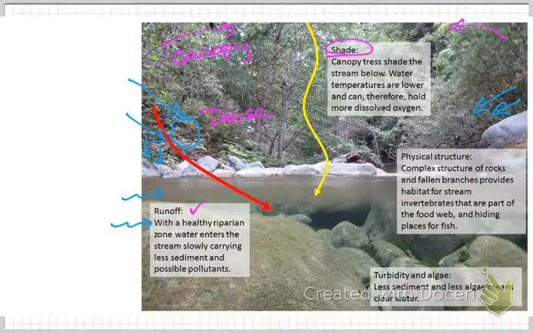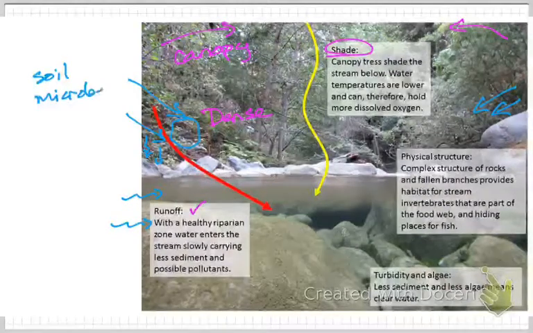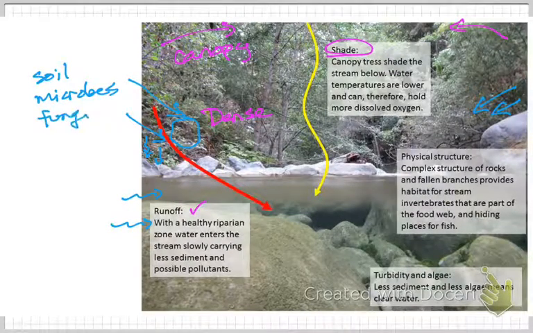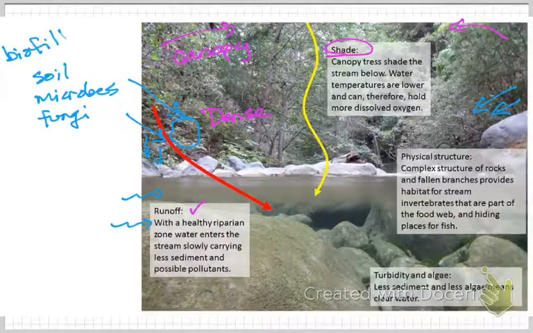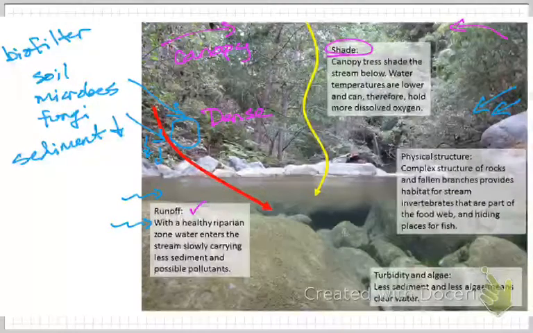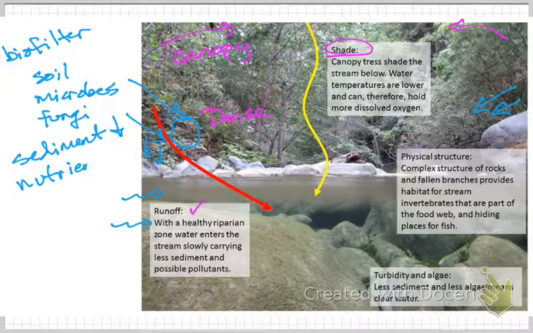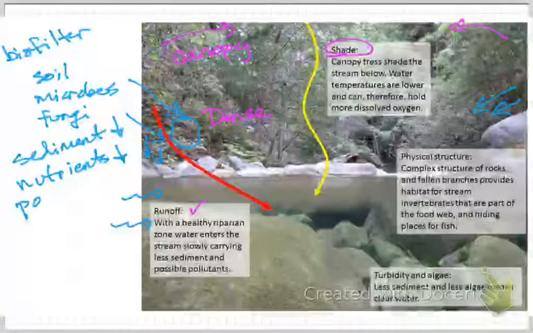So what this does is it allows that water to come in contact with all the different soil particles, all the microbes, the different fungi, and all the different organisms and physical structure that actually create what we call a biofilter that helps decrease the sediment that otherwise would rush in, as well as decrease any nutrients. And we'll talk about why too much in the way of nutrients is a problem a little bit later, as well as other types of pollutants.